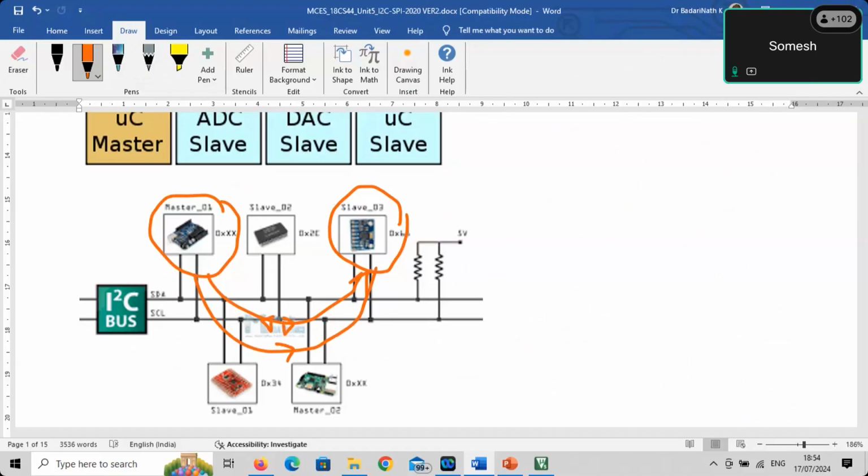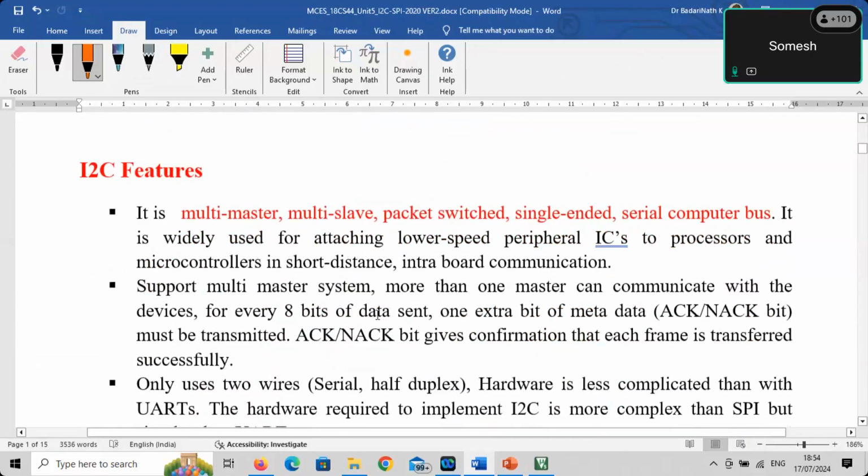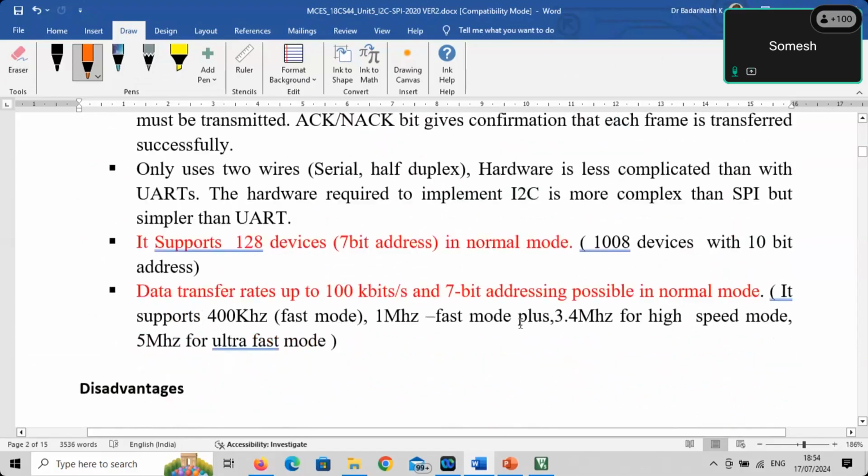Now we've understood that it's a multi-master, multi-slave configuration. Now let's understand some of the features. Number one, it supports 128 devices in the normal mode. What is the speed at which I2C works? I2C works in the normal mode at 100 kilobits per second, but there are now modes called fast mode plus, high speed mode, and ultra fast mode, which support up to 5 megahertz. In general, people use them at 100 to 200 kilobits per second.